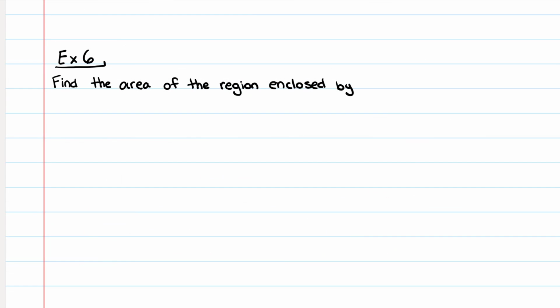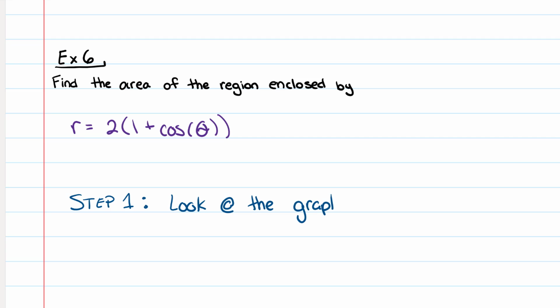So in example 6, we want to find the area of the region that is enclosed by the function r equals 2 times (1 plus cosine theta). I've broken this down into a couple steps. Step 1 is to look at the graph. We're going to graph this on the calculator and look at where this thing starts and where it ends.